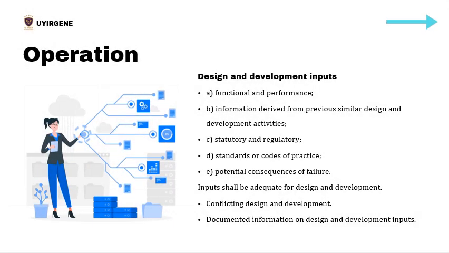Design and development inputs. The organization shall determine the requirements essential for the specific types of products and services to be designed and developed. The organization shall consider functional and performance requirements, information derived from previous similar design and development activities, statutory and regulatory requirements, standards or codes of practice that the organization has committed to implement, potential consequences of failure due to the nature of the products and services. Inputs shall be adequate for design and development purposes, complete and unambiguous. Conflicting design and development inputs shall be resolved. The organization shall retain documented information on design and development inputs.